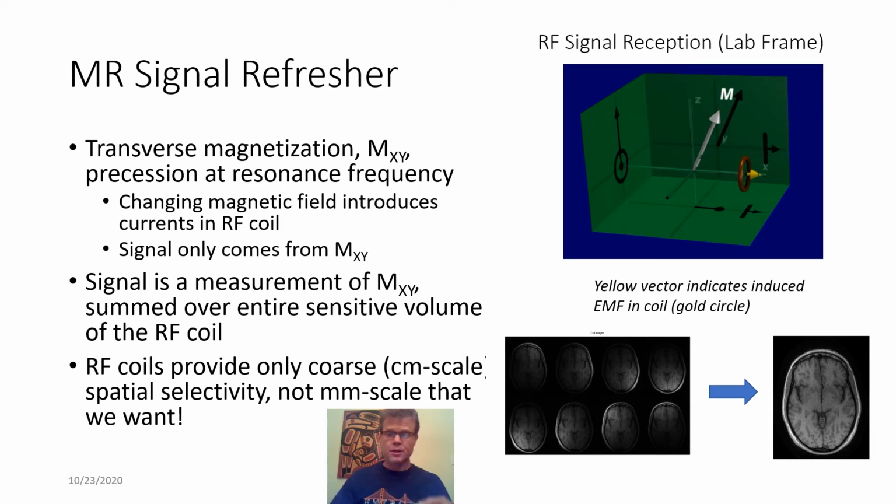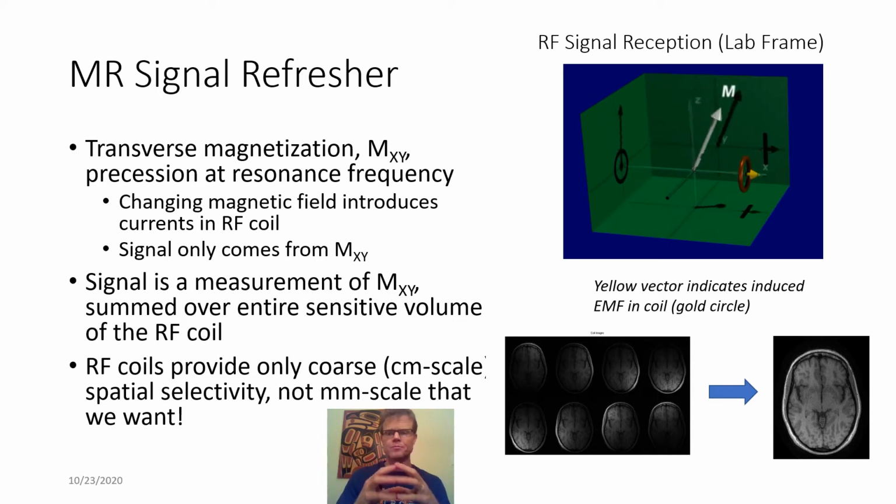Okay, and I also want to start here with a refresher on what leads to MRI signal, because we're going to use this, looking at the net transverse magnetization, in the course of this lecture. If you recall, it's the precession, the resonance frequency of the transverse magnetization, MXY, that creates this changing magnetic field and induces current in our RF coils. And recall again that all the signal is only coming from MXY, the transverse magnetization. And our RF coils are going to get this lumped measurement of the transverse magnetization.